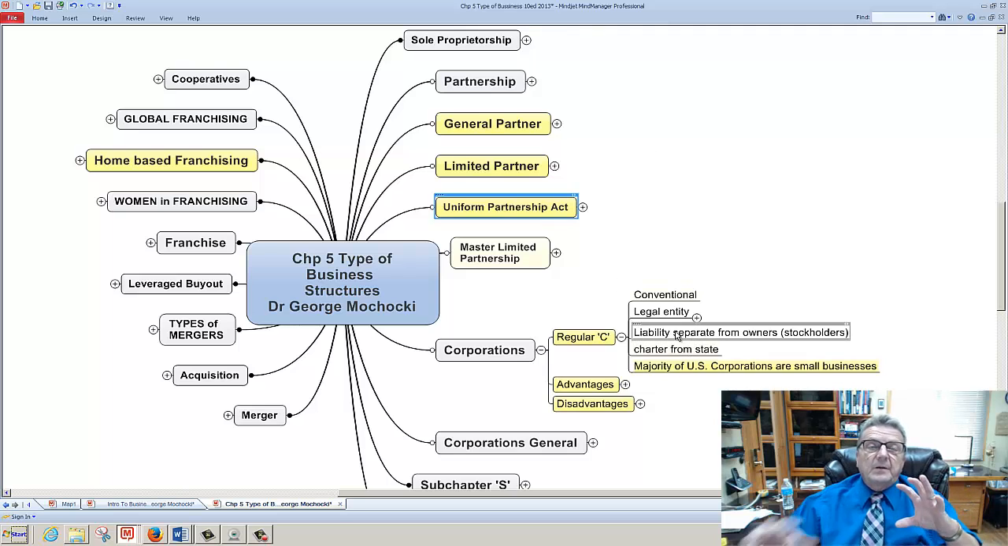Remember, it follows the same practice as when you take business law 1 or business law 2. I can't remember where they cover it.